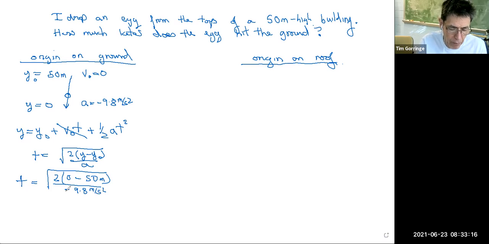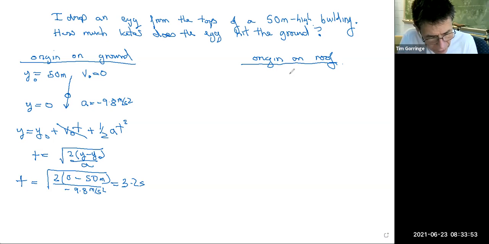Inside the square root, we got minus 100 meters divided by minus 9.8 meters per second squared. That comes out to be 10.2 seconds squared. And we just got to take the square root of that. That's 3.2 seconds. And so that's our answer based on this choice that we made at the beginning as we set up the problem of the ground being the origin and upwards being the positive direction.